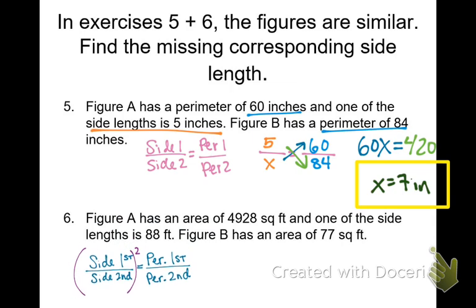Good stuff. All right, last one. It says figure A has an area of 4,928 square feet, and one of the side lengths is 88 feet. Figure B has an area of 77 square feet. So we're going to use our area formula. I said we're going to use the area formula. We are going to use the area formula. Perfect.